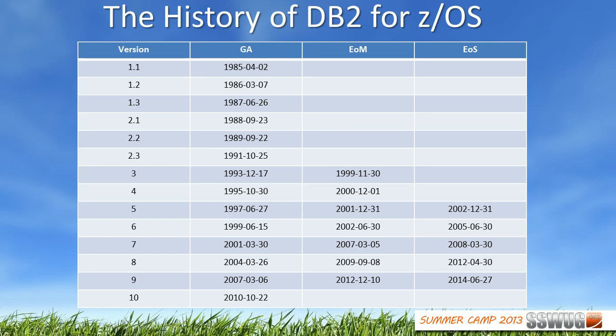The other thing to take note of here is that in the early days of DB2, IBM would come out with point releases instead of just pure new versions. So we see 1.1, 1.2, 1.3, 2.1, 2.2, 2.3, and these point releases would come out much more rapidly than a new version of DB2 gets delivered.